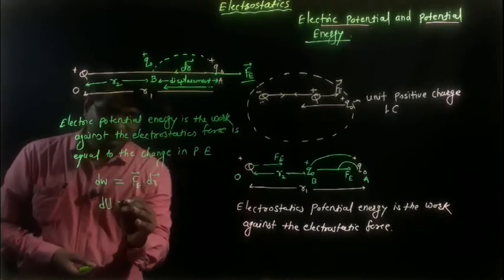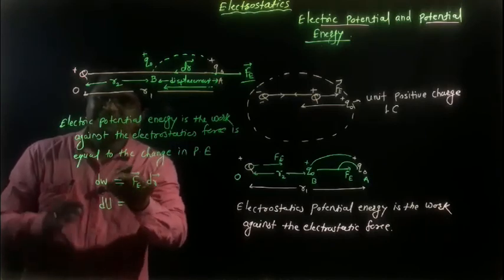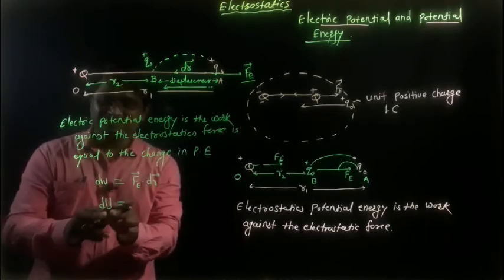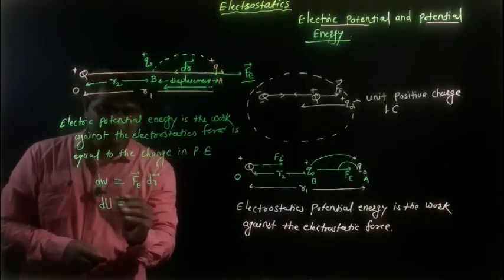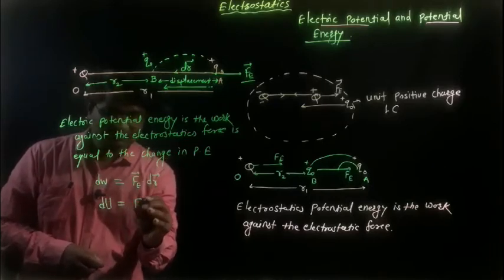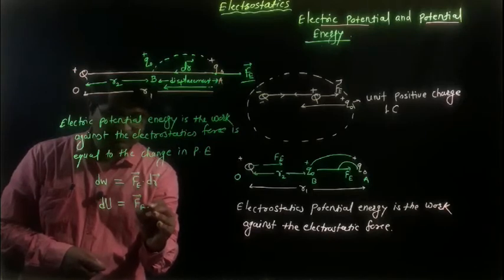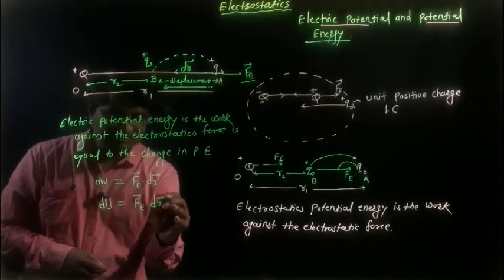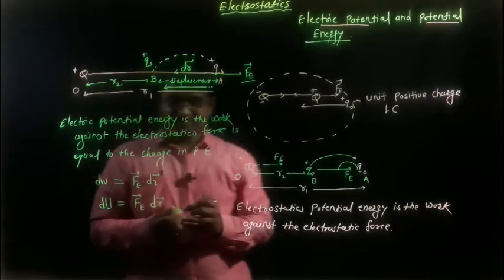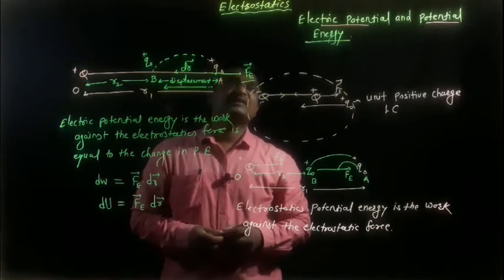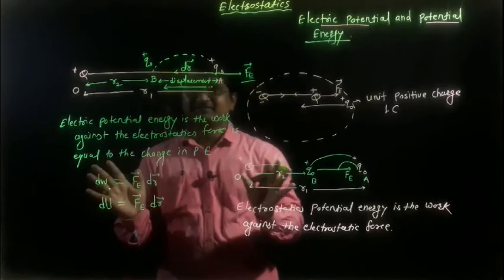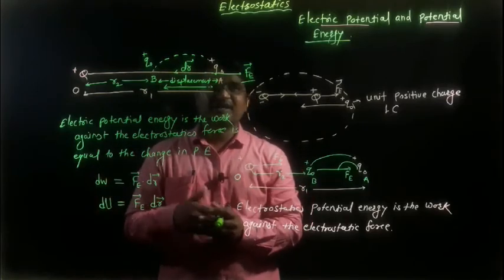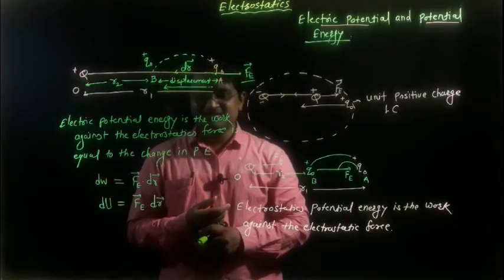Okay, so dU is equal to the work done, because this work done is restored in the form of energy, and this energy is called potential energy. So U represents the potential energy. Potential energy is equal to the electrostatic force times their displacement dr. Is that clear? So this is the concept of electric potential and potential energy.